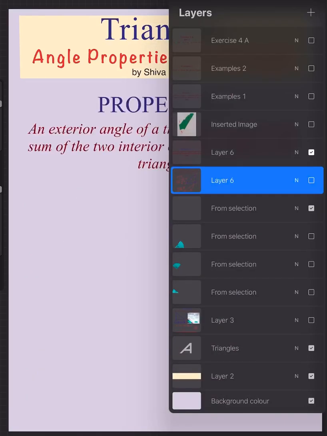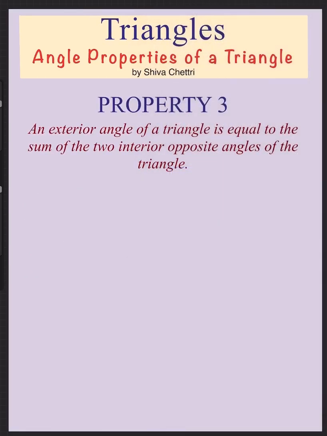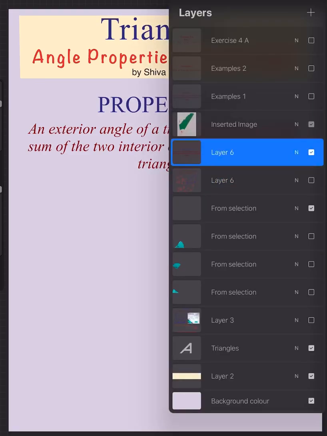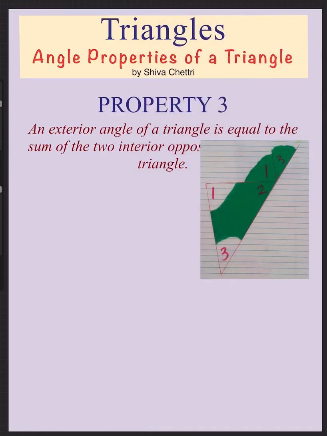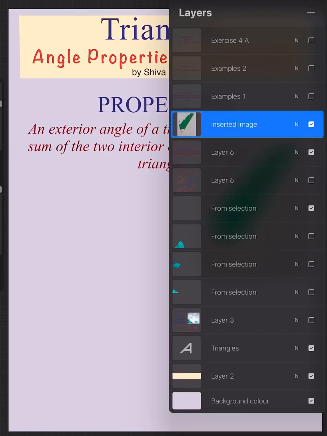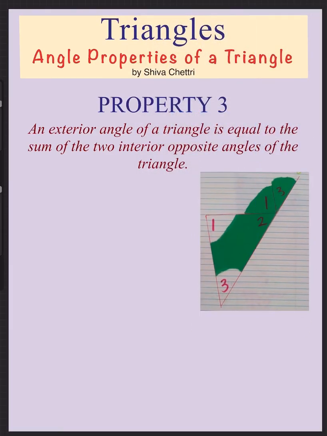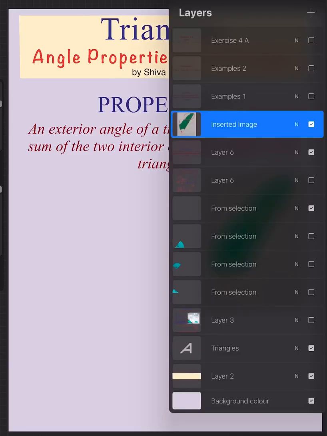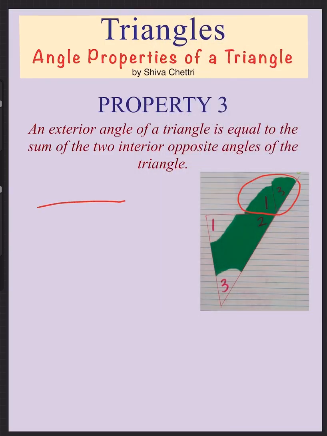All right. So the last property is the exterior angle property. Here I have another image. It's like activity itself. It's the same as activity 1 which we have done. So here we forget about this part for now. We just focus on this triangle. So let me draw. It's something like this. Angle 1, 2 and 3 is there, right?